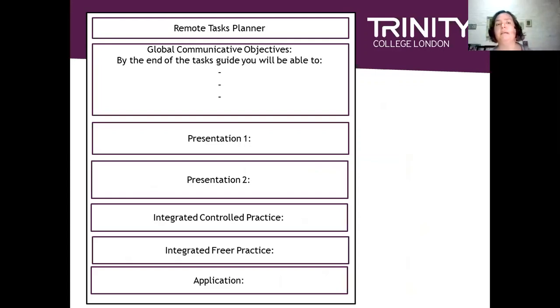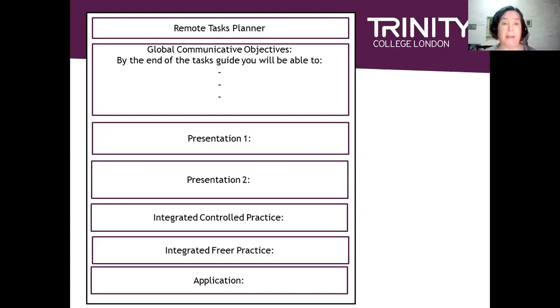And if you think about it, I've called it Remote Tasks Planner, all right? And as I always say, if any of the instances here, if the presentation or the elicitation can be done through online teaching, go for it. But if you do not have the possibility, don't despair. This is going to help you out.